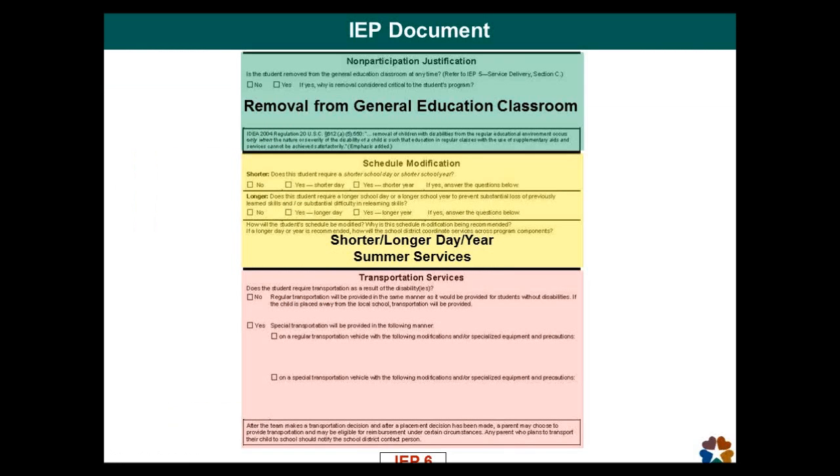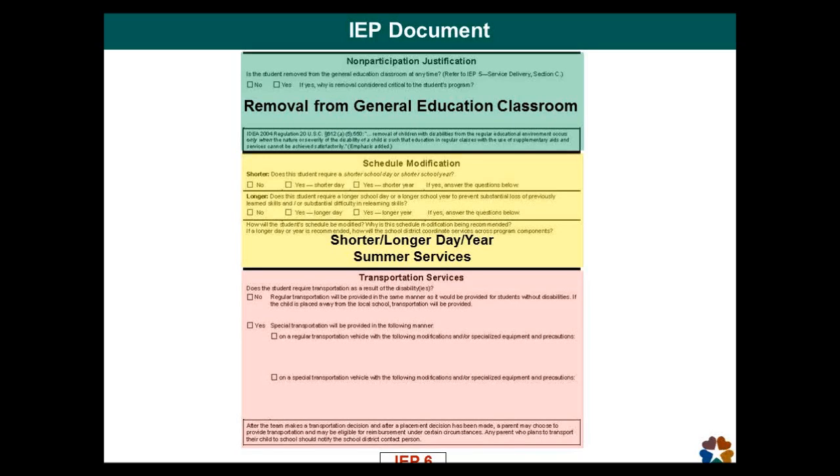Okay, and when we were talking about accountability at the very beginning, part of the reason we have this IEP document is to keep the school district accountable for providing the supports and services that they agreed to do. So this next section is on IEP 6. Okay, and there are 3 sections here. The first one is removal from the general education classroom. So this section is required because we want to justify why a student is being removed from the general education classroom.